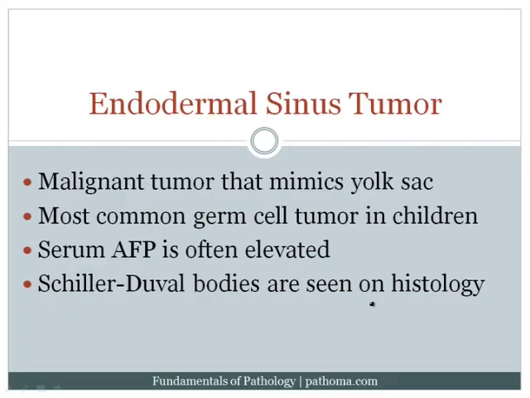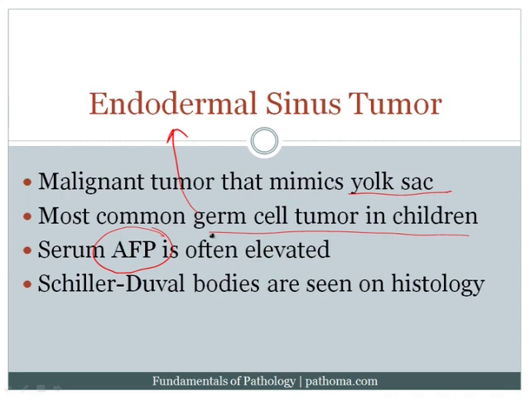The next tumor is called endodermal sinus tumor. The idea here is that you have a tumor that mimics the yolk sac. There are 3 high yields to be familiar with for the endodermal sinus tumor. Number 1, it's the most common germ cell tumor in kids. So if you've got a 5-year-old girl with an ovarian mass, you really want to think about the endodermal sinus tumor. Number 2, just as the yolk sac, it produces alpha-fetoprotein. So when you have a high alpha-fetoprotein, you want to think about an endodermal sinus tumor, especially in a child with an ovarian mass, for example.